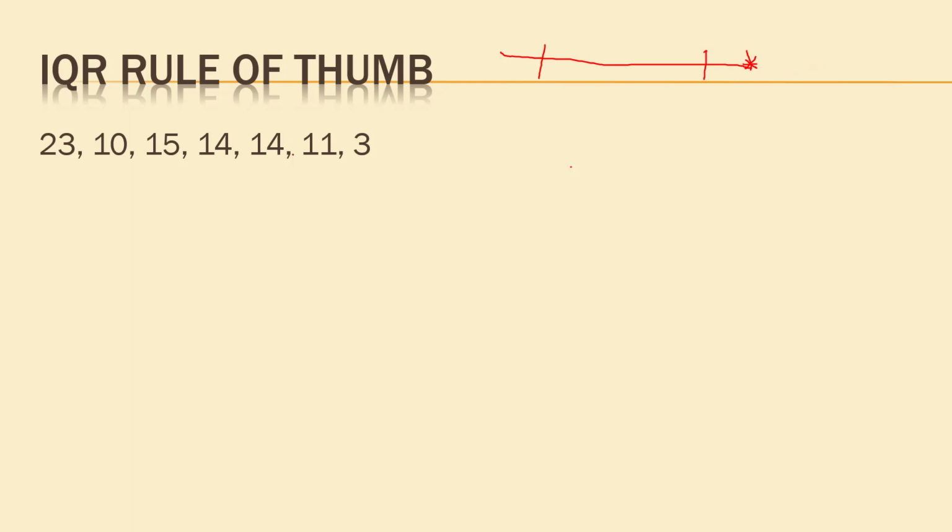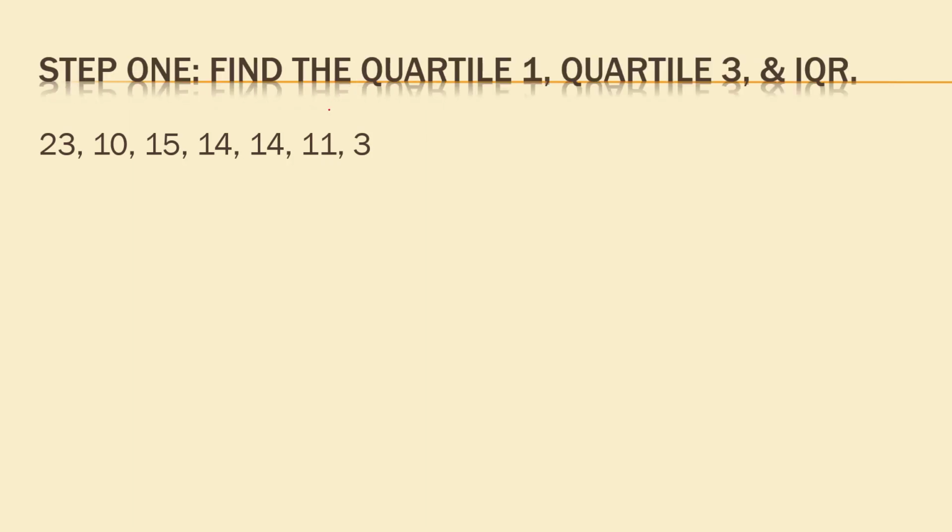It's always going to start with a set of data, so we have our set of data. Your first step is going to be to find your quartile 1, quartile 3, and IQR. This is no different than finding the IQR. I first need to have the data in numerical order. So we have 3, 10, 11, 14, 14, 15, 23.